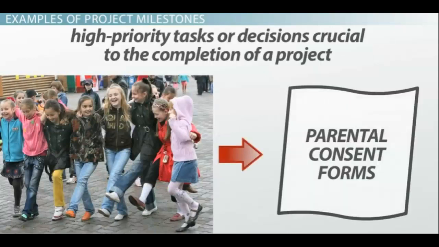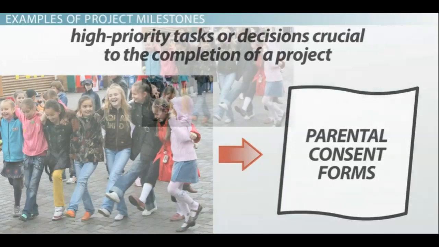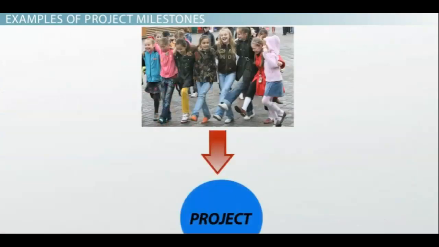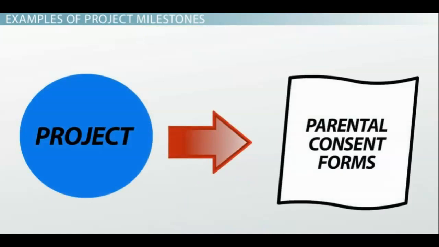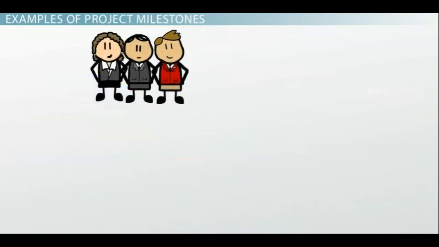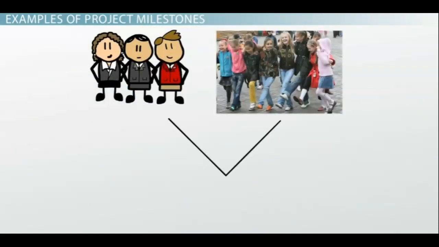First example is high-priority tasks or decisions crucial to the completion of a project. For example, if children will be participating in your project, you'll need to get parental consent forms signed. You may also have to research the ethical and legal considerations involved in having minors participate in a project.